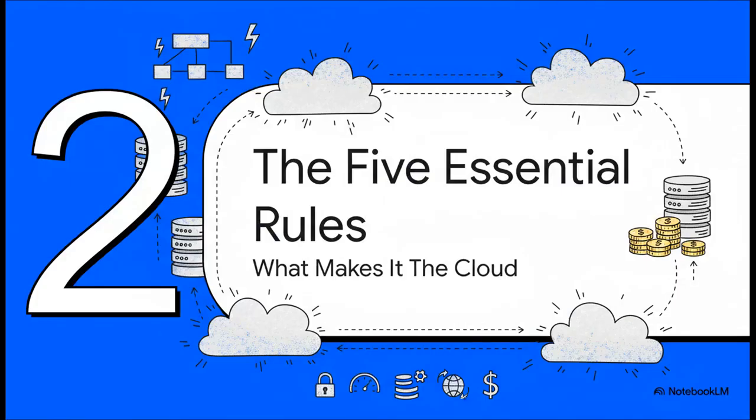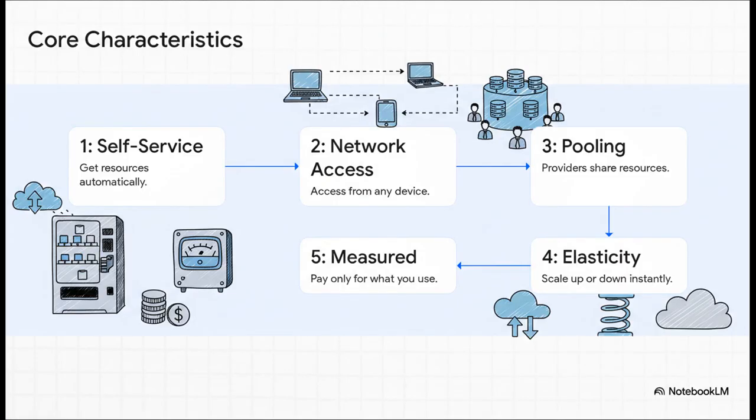Okay, so if the cloud is a utility, what are the rules of the road? What are the core principles that make something actually the cloud? Well, it turns out there are 5 essential rules. For something to really be cloud computing, it has to check all these boxes. First, it's got to be on-demand self-service. Think of it like a vending machine. You just walk up and get what you need, no human help required.